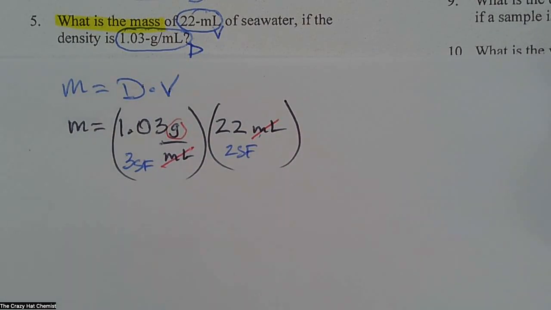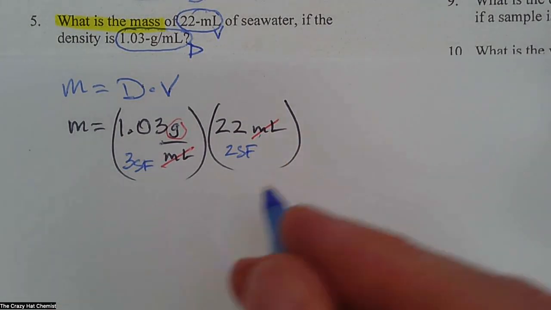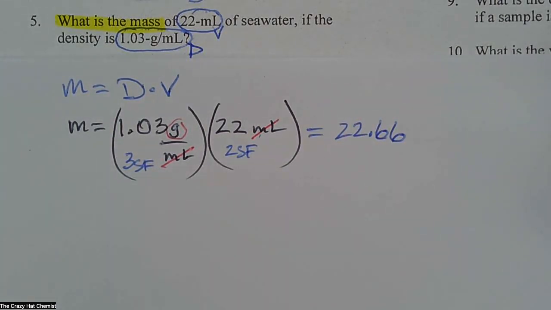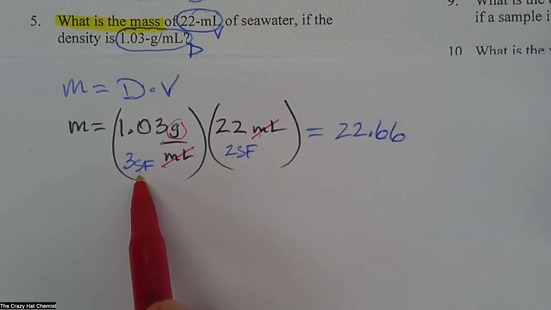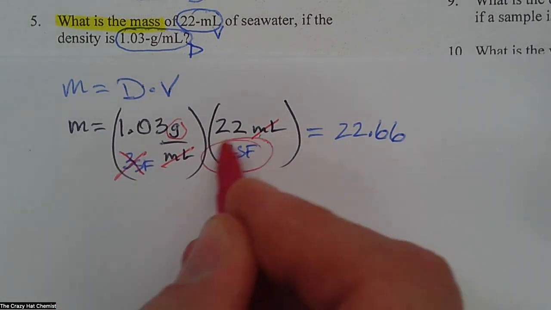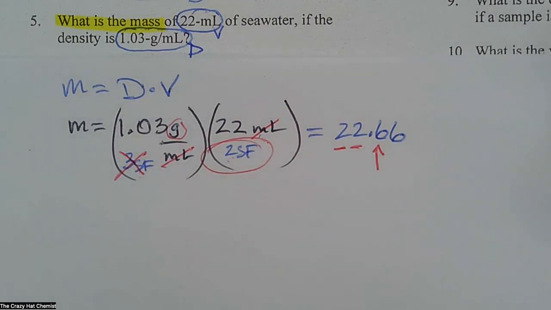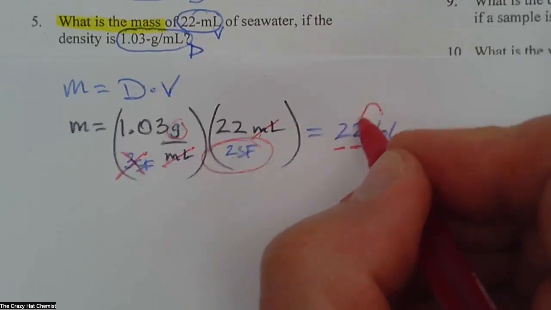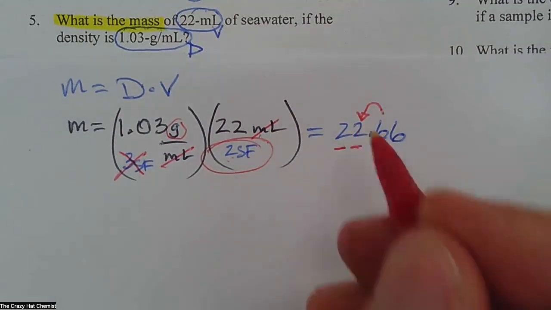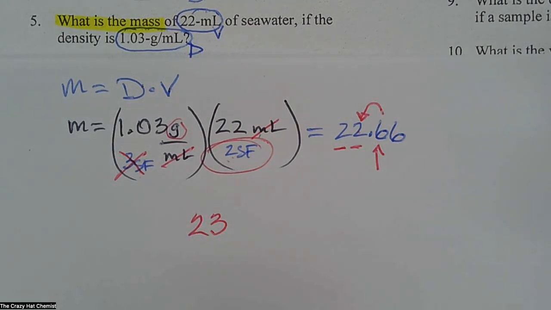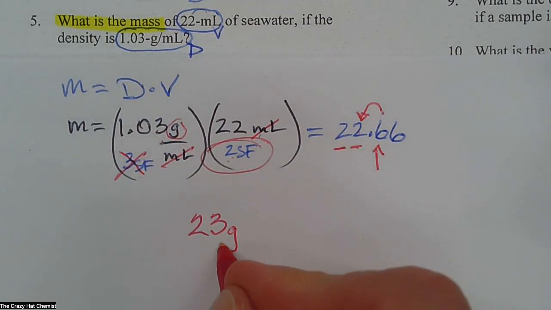Okay, so I'm going to plug this into our calculator and see what we get. 1.03 times 22, and we will get the following number. 22.66. And then we need to round this to 2 significant figures, because it's the fewest number of significant figures. I am rounding with that 6, that is 5 or greater. I'm going to add 1 to the preceding digit. This 2 will become a 3. So I'll have 23, and then I will have the units that didn't cancel out, and that will be grams.